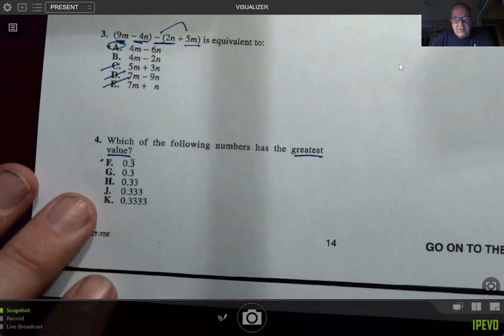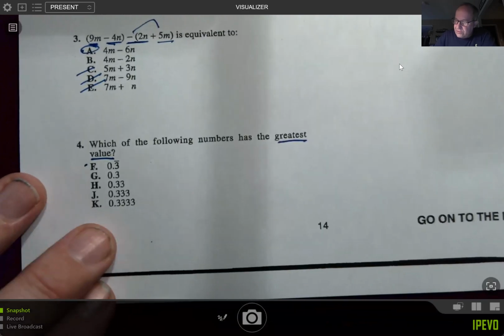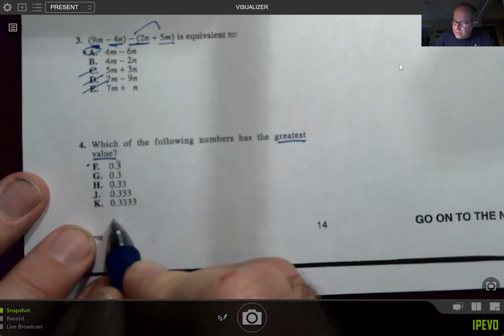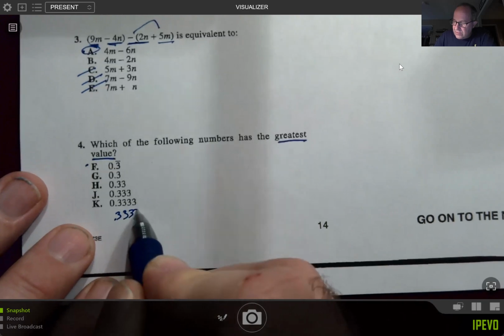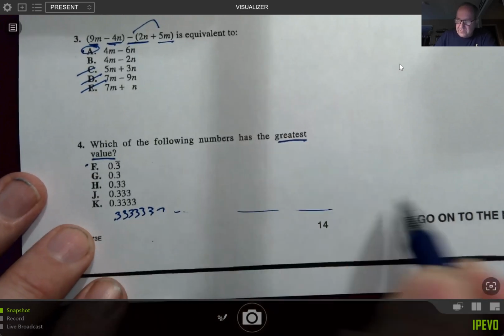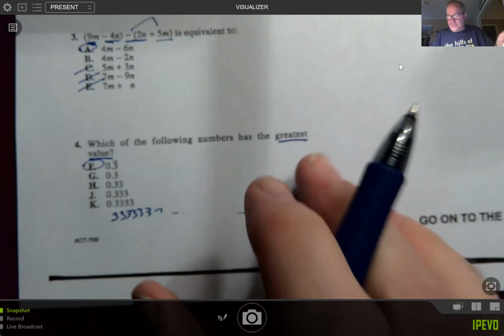Number 4, which of the following numbers is greatest? Well, 0.3 repeating means 0.333. It's going to keep going forever. Well, shoot, that's going to be the biggest answer. Question number 4.